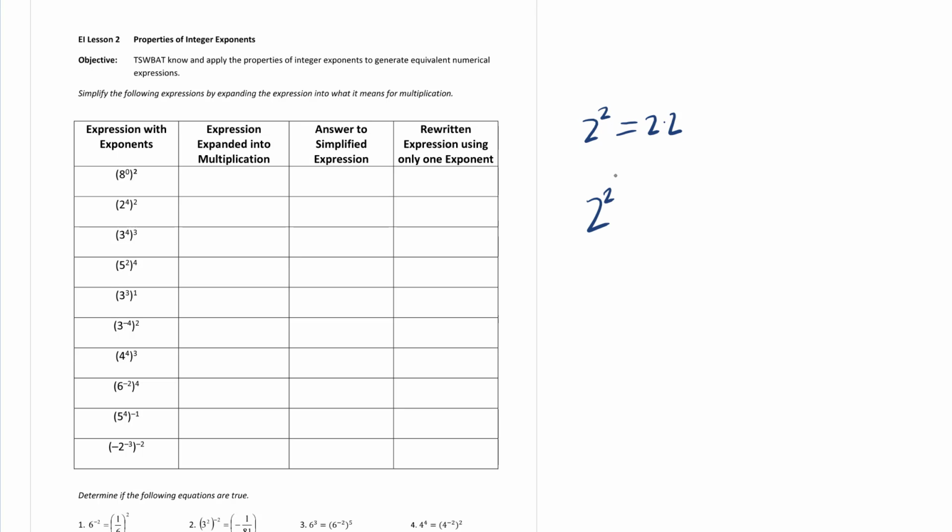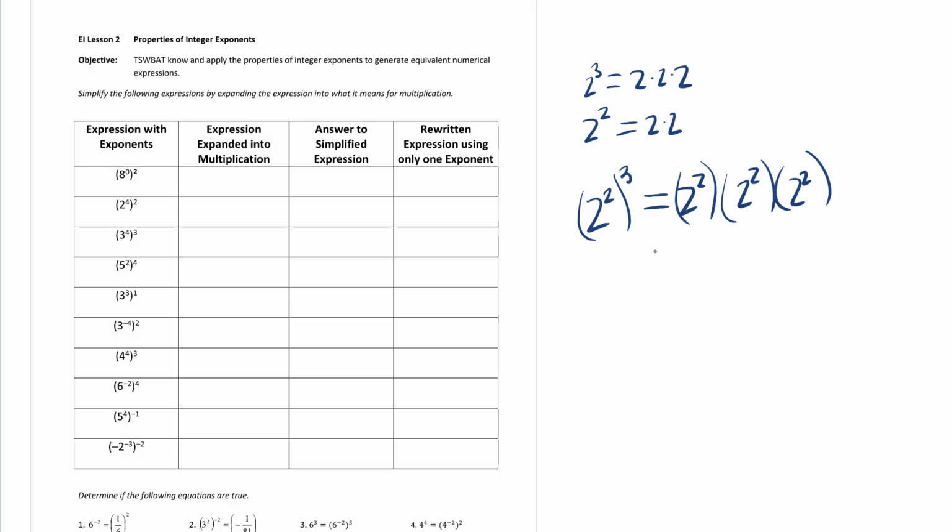But what if we take 2 squared and raise that to the third power? Remember that 2 to the third power is 2 times 2 times 2. The third power means repeatedly multiply that by itself 3 times. So now, the same thing here. We're taking this 2 squared and raising it to the third power. So that is 2 squared times itself 3 times. 2 squared times 2 squared.